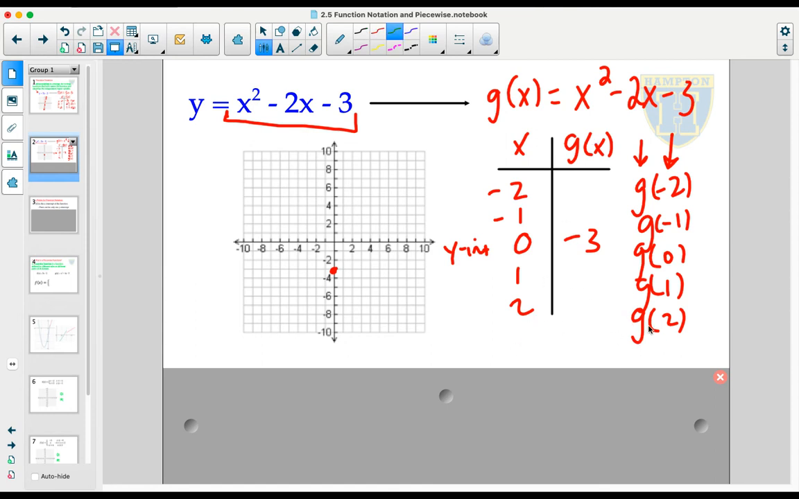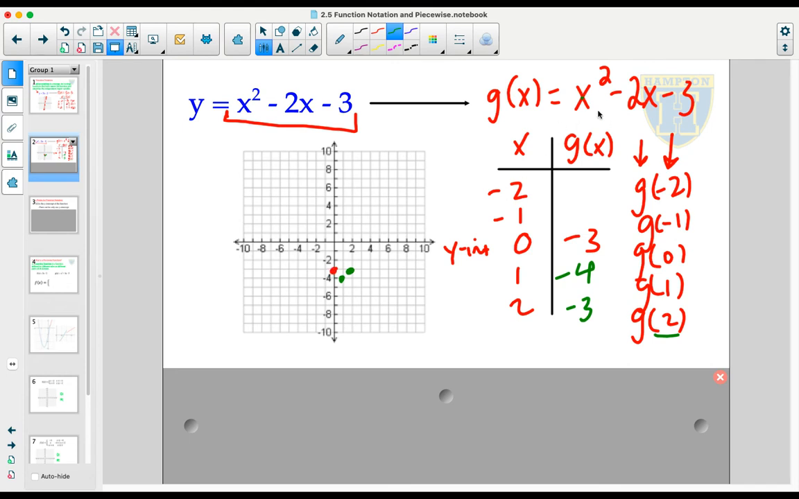So we can start at the bottom since those numbers are positive. They tend to be a little bit easier. Let's input 2. So we have 2 squared is 4. 4 minus 4 is 0. And then we get another -3. We get the point 2, -3. And then we input 1. 1 minus 2 is -1, minus 3 is -4. We can start to see maybe how this parabola is starting to come together.